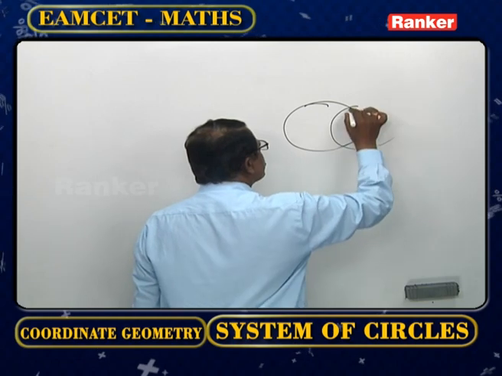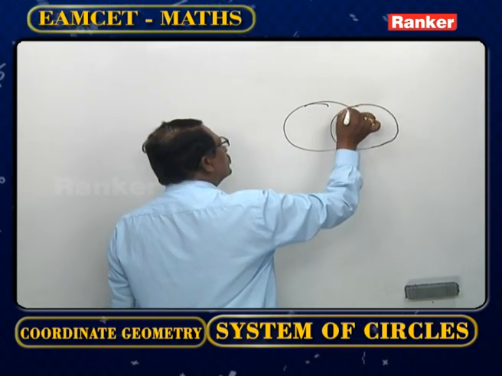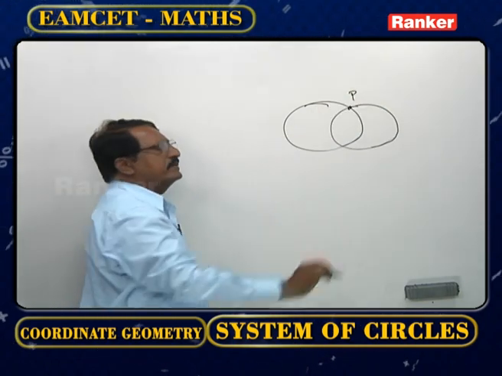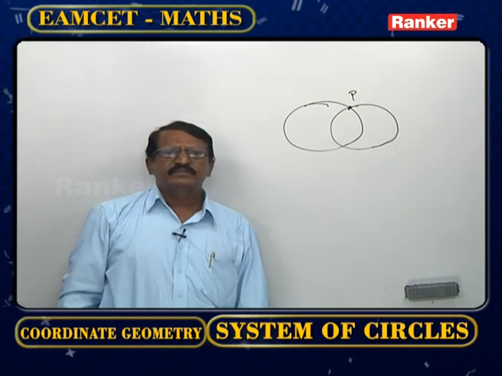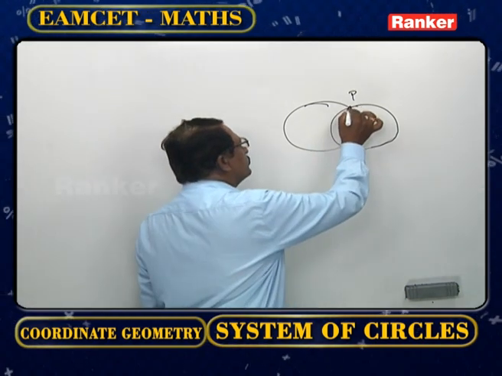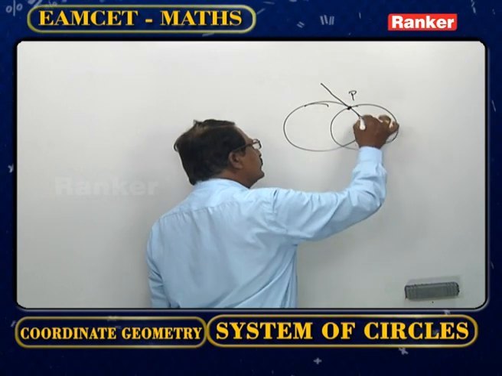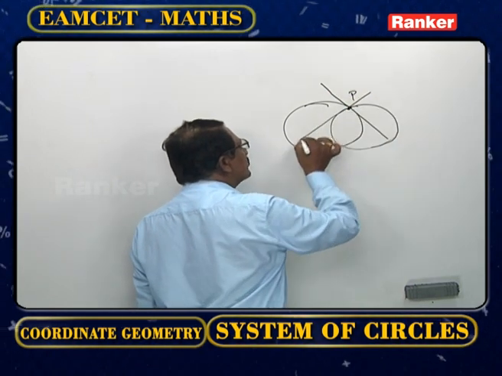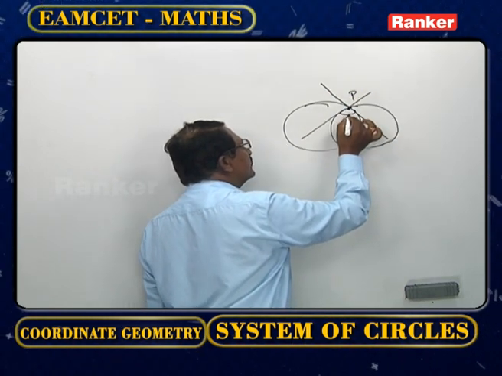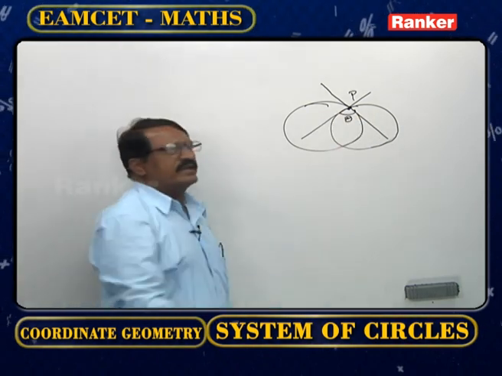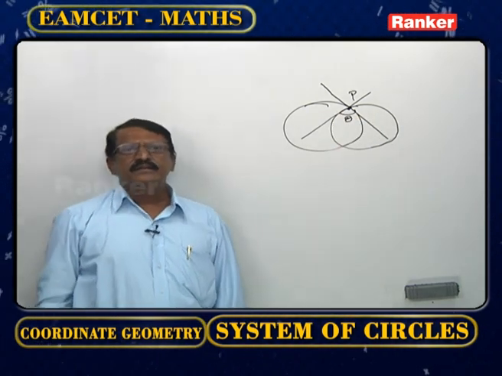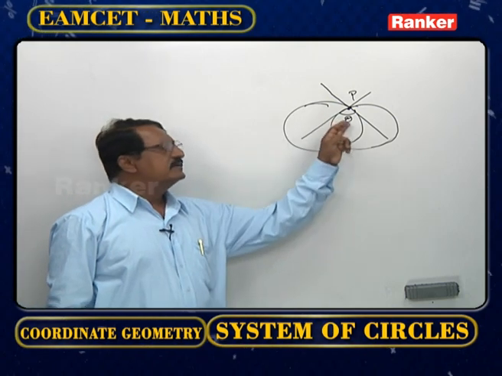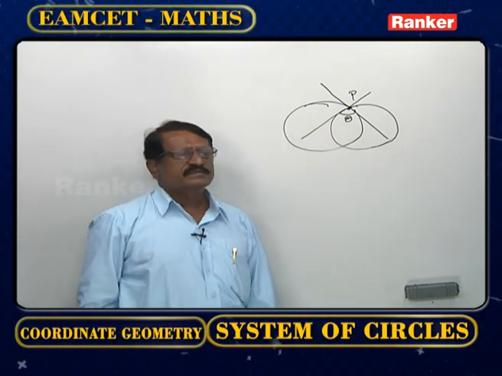Suppose two circles are intersecting circles, and P is a point of intersection of the two circles. At the point P, tangents are drawn to the circles. If the angle between these tangents is theta, then theta is called the angle between the circles.